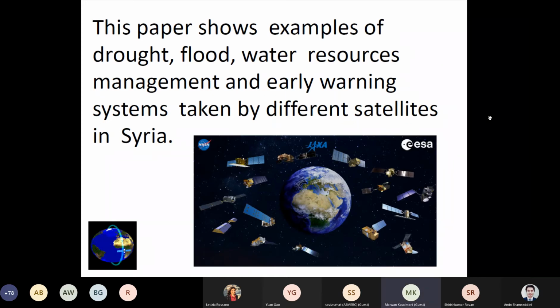This paper shows examples of drought, flood, water resources management, and early warning systems.